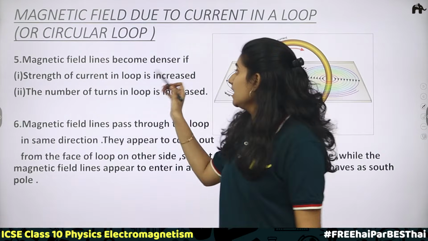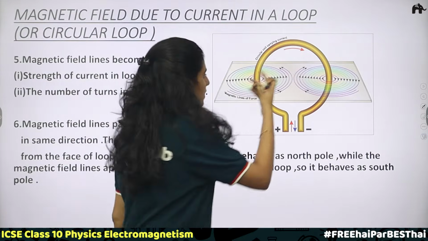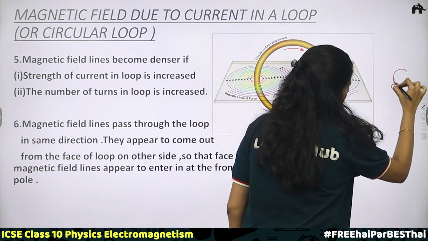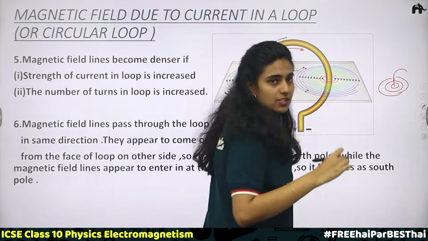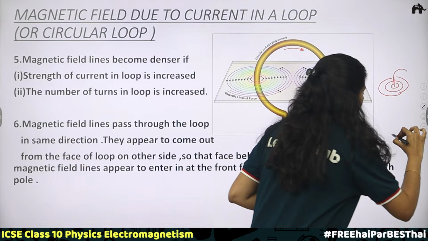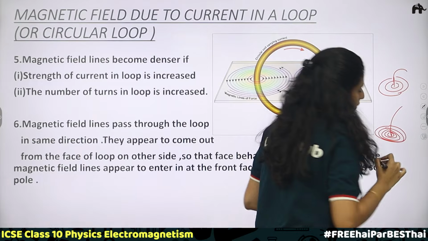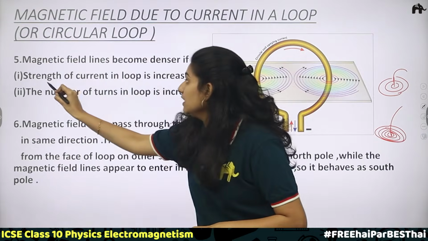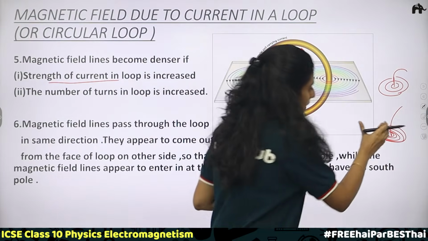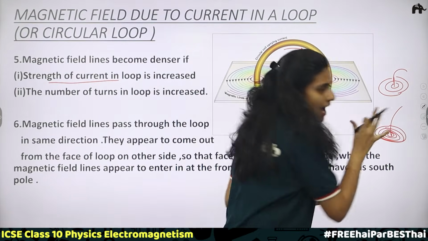Fifth point: magnetic field lines become denser if the strength of current in the loop is increased. For example, this is your loop and this is the initial arrangement. This was how the iron filings got arranged. Now when the current is increased, more dense fields will be formed. Field lines will become very close and denser. More field lines can be obtained. So by increasing the strength of current in the loop, the magnetic field can be increased, and this is obtained. You can understand how strong the magnetic field is from the arrangement of the iron filings.